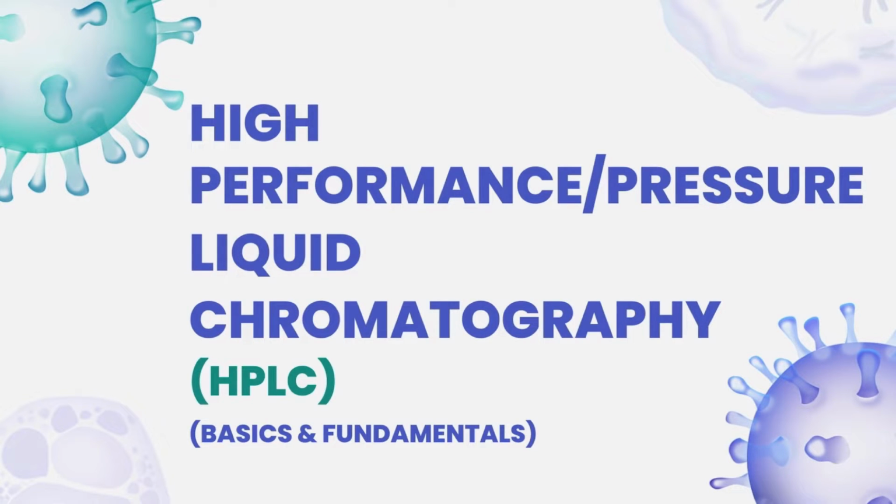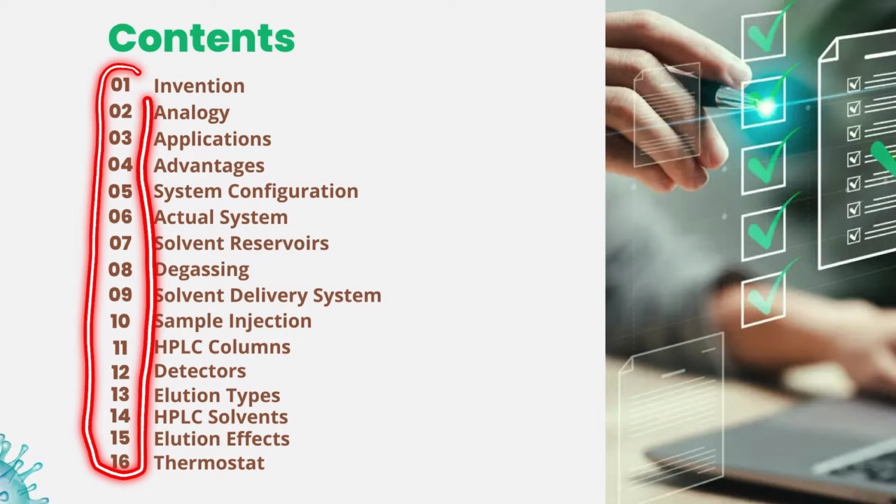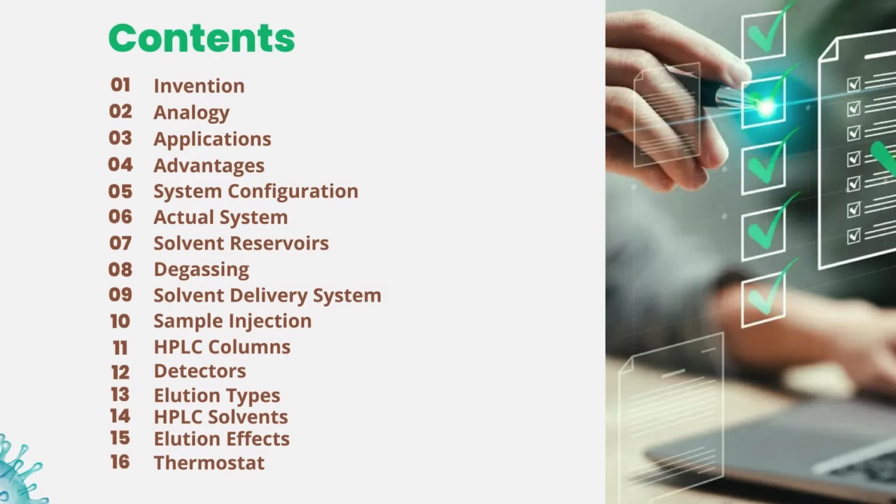So this is a very complex technique, but in this particular lecture we will only focus on the basics and fundamentals. The contents of this lecture include invention, analogy, applications, advantages, system configuration, actual system, solvent reservoirs, degassing technique, then solvent delivery system, sample injection, HPLC column types, detectors, elution types, HPLC solvents, elution effects, and finally thermostat. So in total we are discussing 16 different things about HPLC.